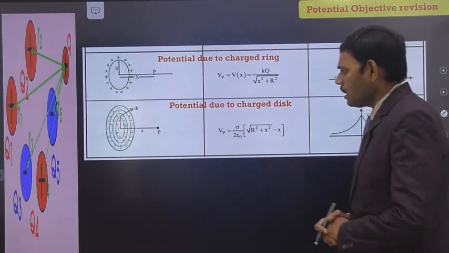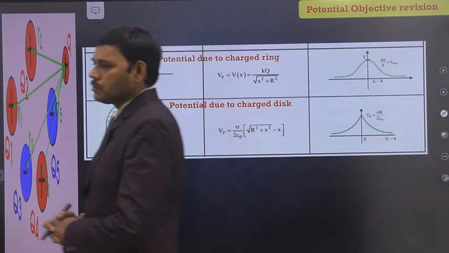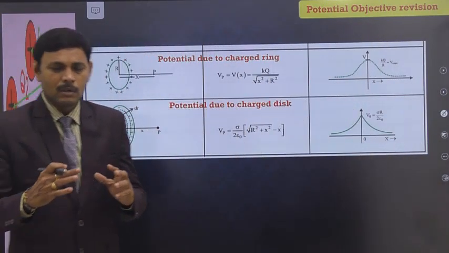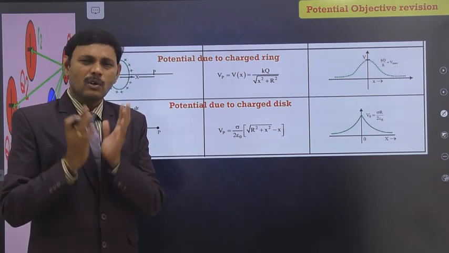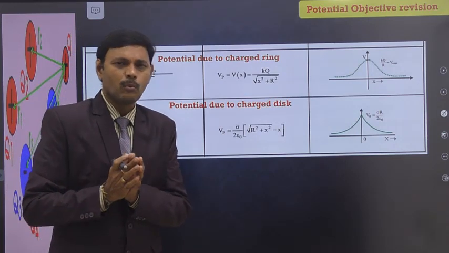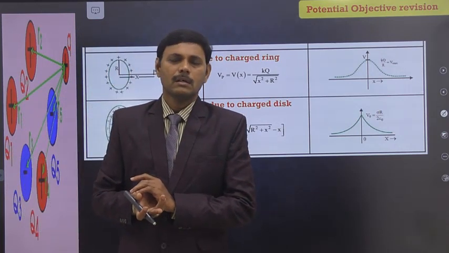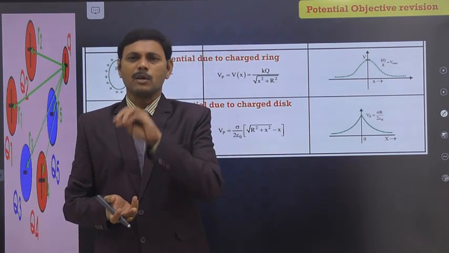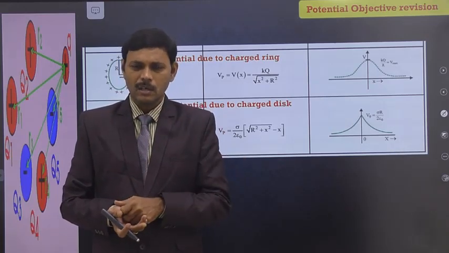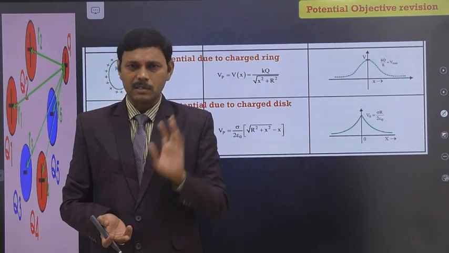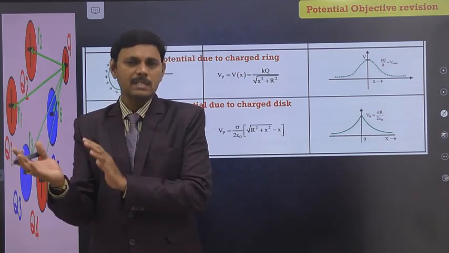So let us come to the potential due to charge distributed bodies. Now our discussion is confined to potential. So far our discussion is mainly on potential due to point charge, potential due to multiple charges, potential energy between point charges, potential energy due to system of charges. This was the discussion.